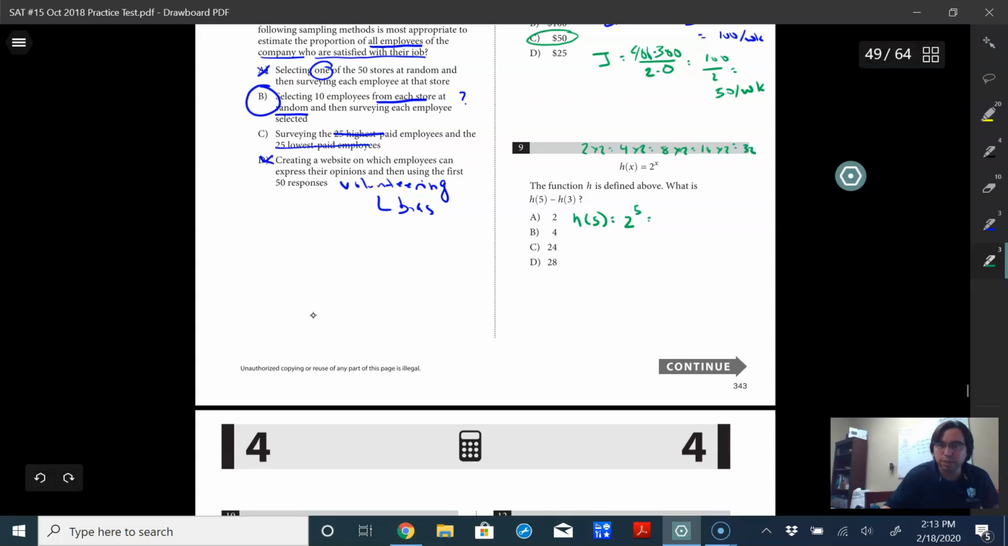So 2 to the 5th is going to give me a value of 32. And then let's do it in a different color here. Let's do h of 3. So 2 to the 3rd is going to be 8. And so now h of 5 minus h of 3 is going to be 32 minus 8. It's going to be a value of 24. And so our answer choice is going to be C.